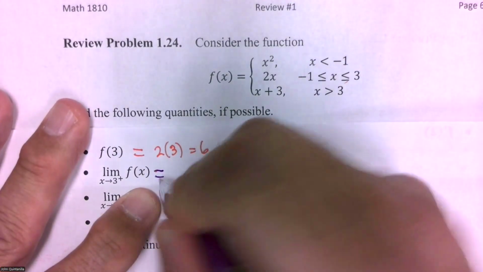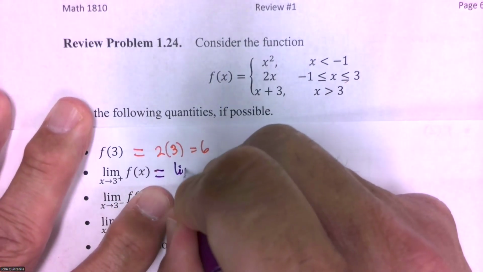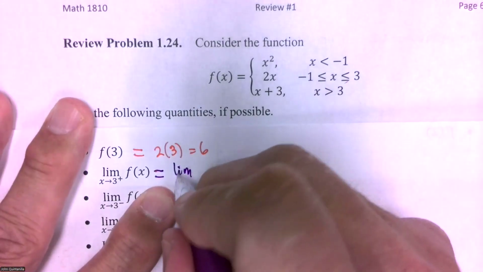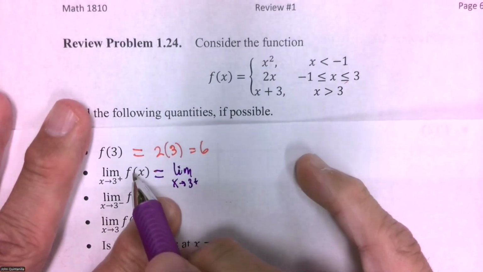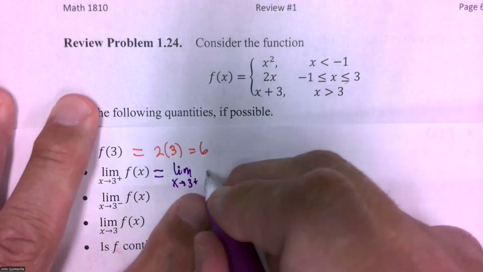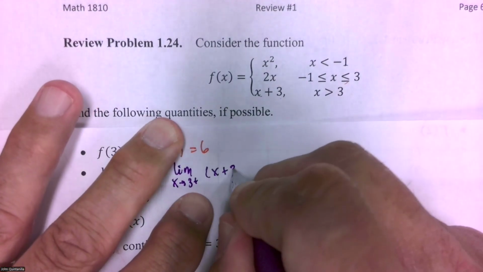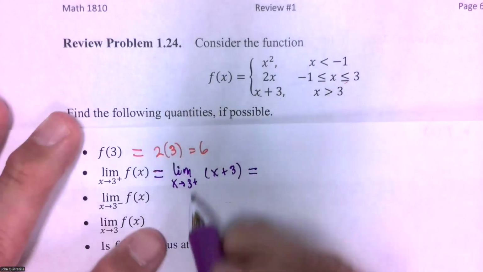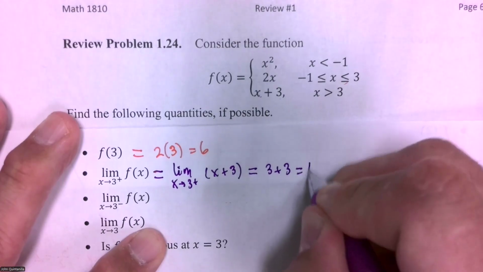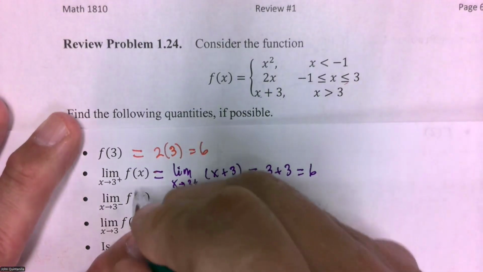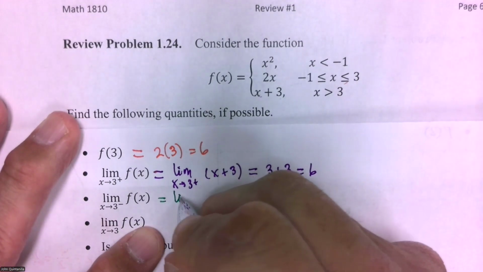For the limit as x approaches 3 from above, the rule when x is above 3 is to use x plus 3. And so if I plug in 3, I get 3 plus 3, and that is equal to 6. The limit as x approaches 3 from below.